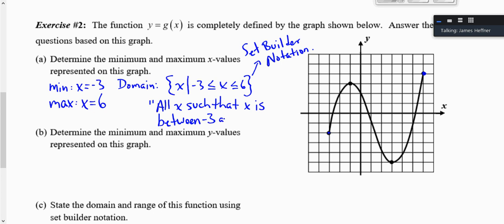And now one thing we have to add here, you notice the less than symbols both have the equal sign there, right? So if it's less than or equal to, you know that it actually includes -3 and includes 6. So we would say all X such that X is between -3 and 6 inclusive.